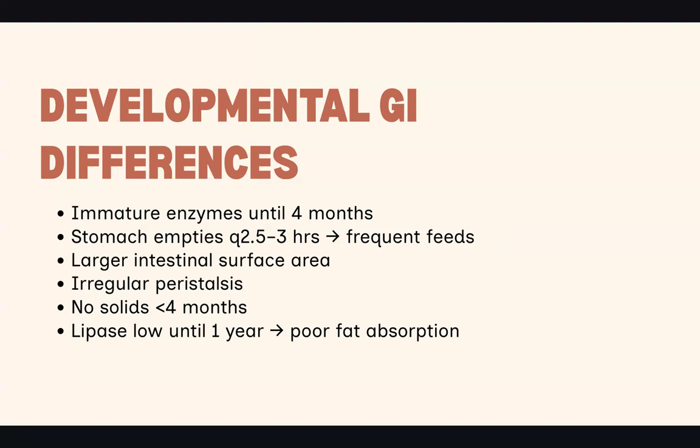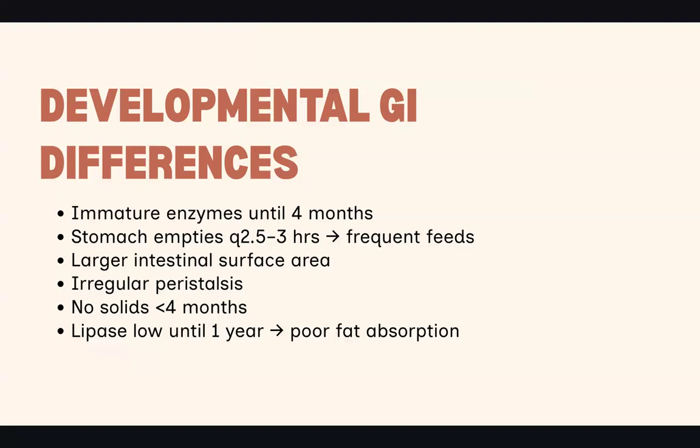Digestive enzymes aren't going to start reaching a normal level until they're about 4 months old, which is why we end up delaying solids. That and because they don't have teeth, so they can't chew. Also, they have irregular peristalsis, which means that their absorption is pretty much unpredictable. And our liver and our pancreas aren't fully mature.